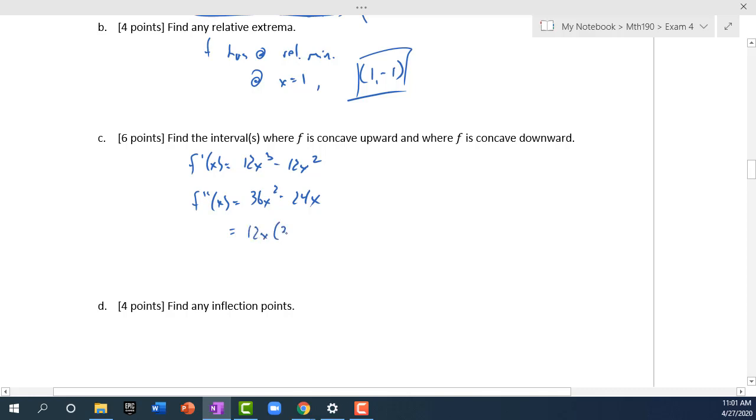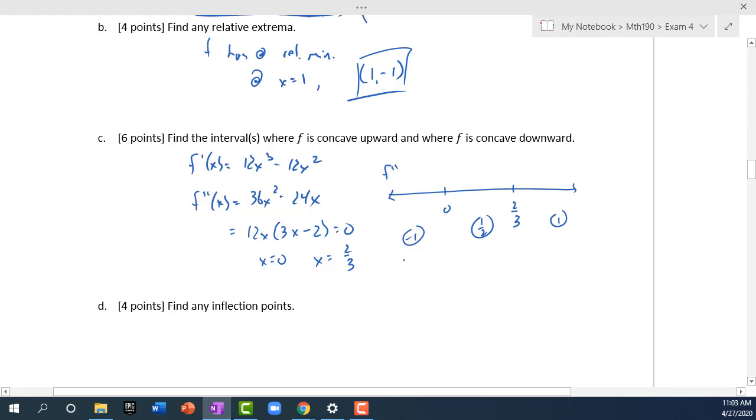12x. All right, 3x minus 2, and so we get x is equal to 0, and x is equal to 2/3. Let's make a second derivative chart, 0 and 2/3. Let's check maybe -1, 1/2, and 1. And let's see here, we've got 12x times 3x minus 2.